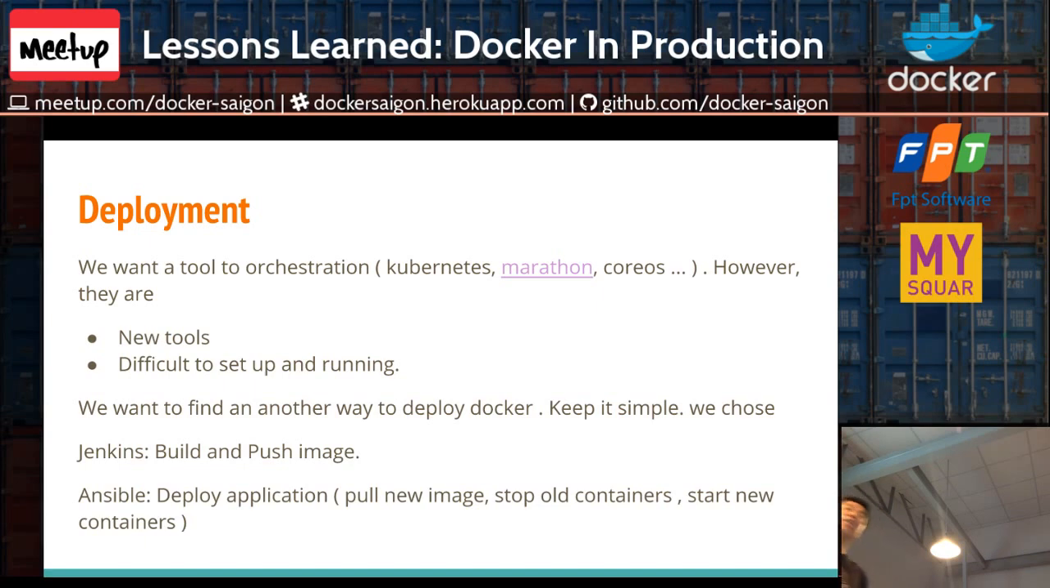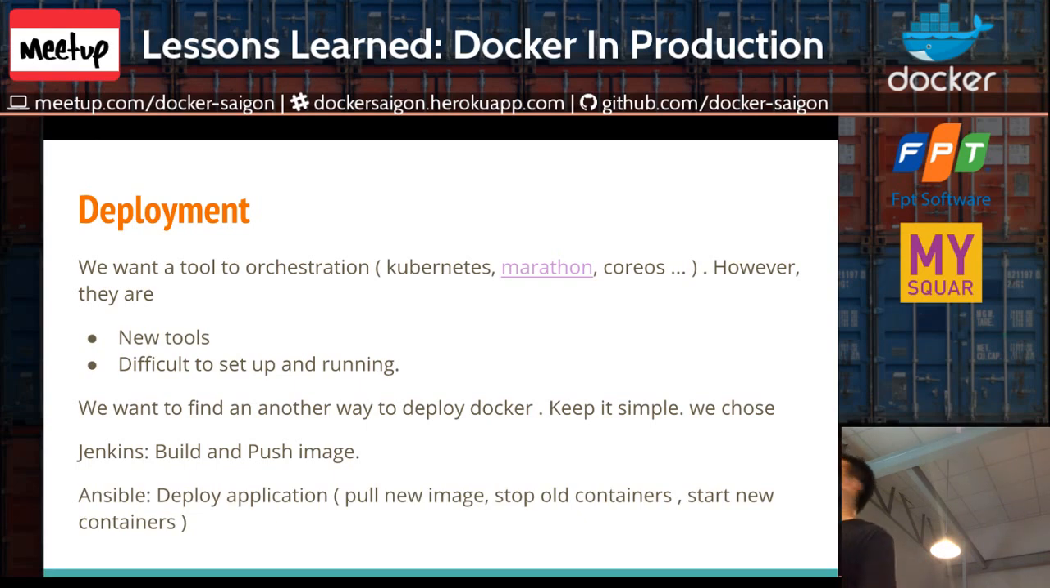After we decided the container style, the next task is deployment: how to deploy Docker on production. At the beginning, we researched a lot of orchestration tools like Kubernetes, Marathon, Mesos. However, they are very new tools, and our team thought they were difficult to set up and keep running. So we wanted to find another way to deploy Docker.